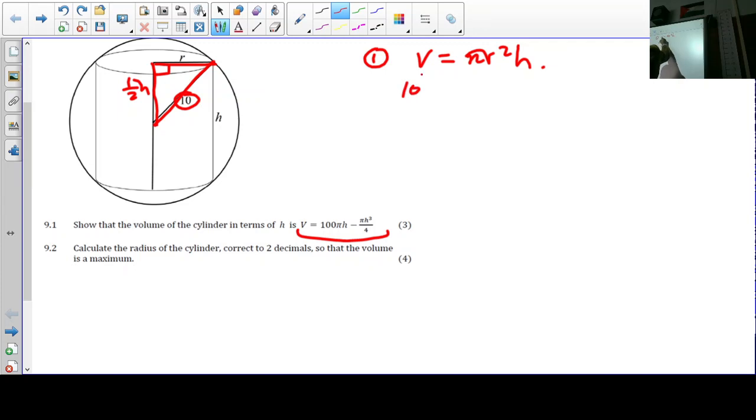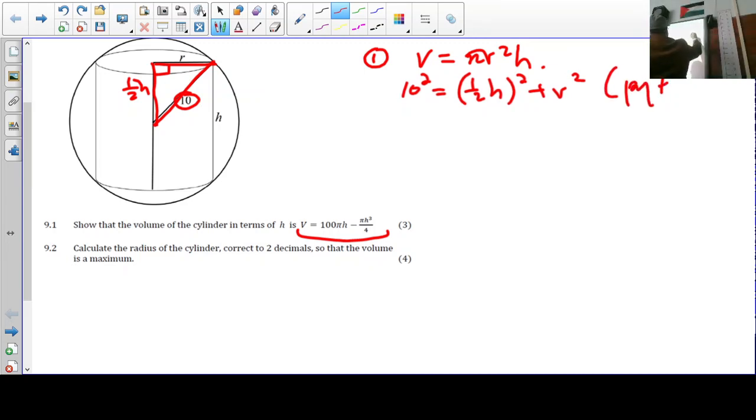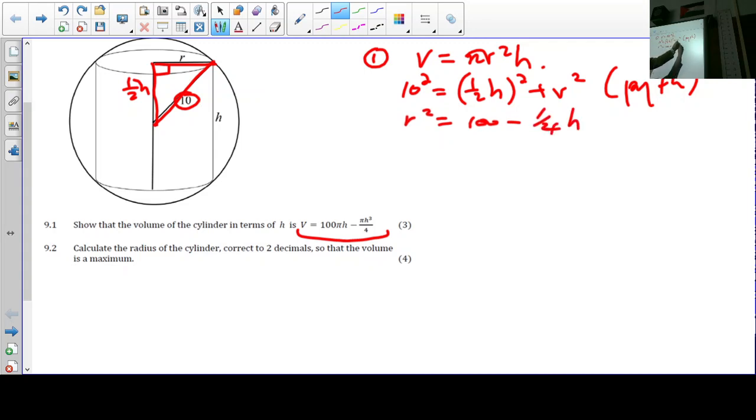So it's going to be 10 squared is equal to a half h all squared plus r squared. That is your Pythagorean theorem. Remember, we want r in terms of h. So r squared is equal to 100 minus a quarter h squared. So that is r squared. I'm going to keep it like that because, as you can see here, there's r squared, and if I square root that, I'm going to land up with that again.